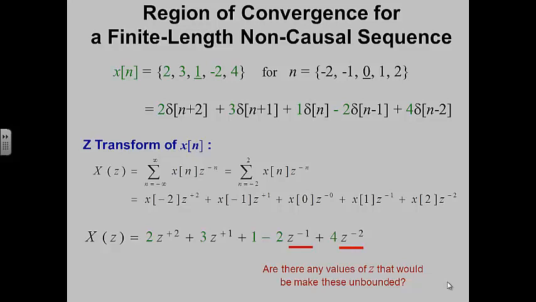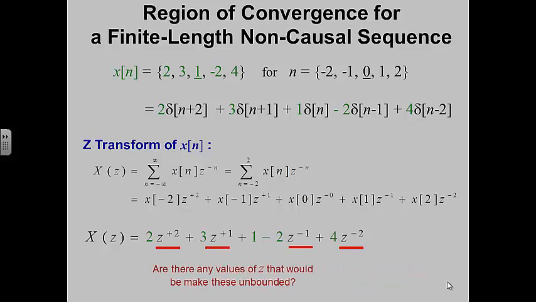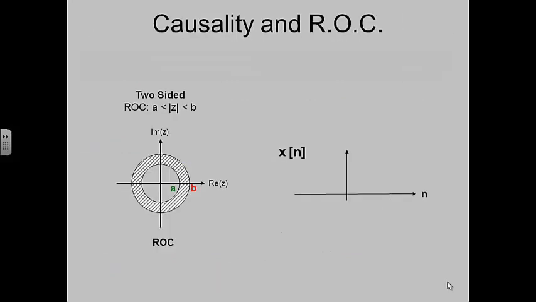Z to the minus 1 is 1 over Z. Z to the minus 2 is 1 over Z squared. So if I use 0, it goes to infinity. Okay. So I have a finite length sequence, and so that says the region of convergence for this transform cannot include 0. How about these guys? Any value of Z I'm not allowed to use? Only thing I can't use is infinity. Okay? And that's the nature of finite length sequences.